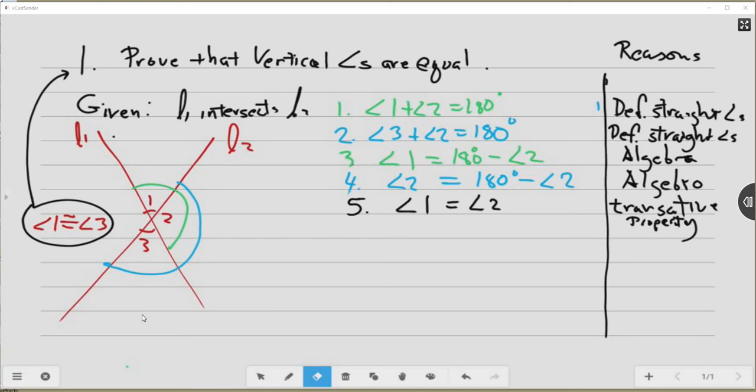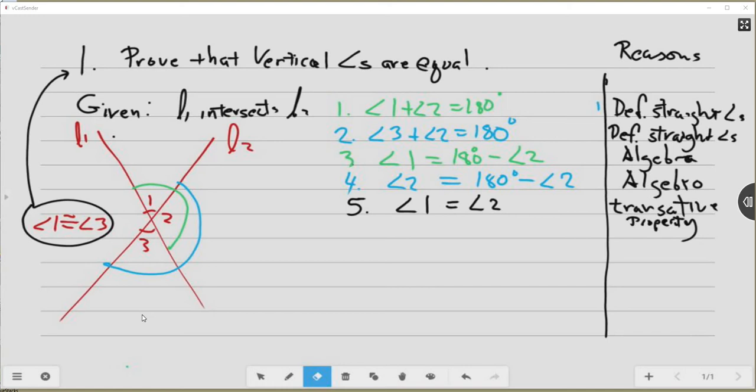Now, I did this in green. You see that arrow in green? That's angle 1 plus angle 2 equals 180. You see the blue line? Angle 3 plus angle 2 equals 180. So the green angle is 1 plus 2, and the blue angle is 2 plus 3. And why? These two are the definition of straight angles. That's why I want to see your aim and your reason.